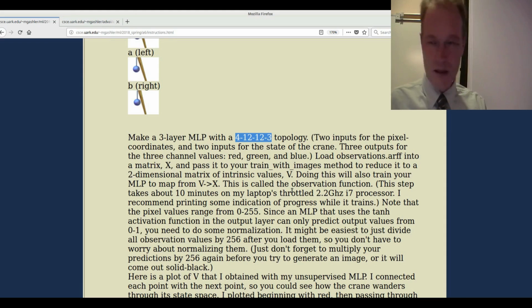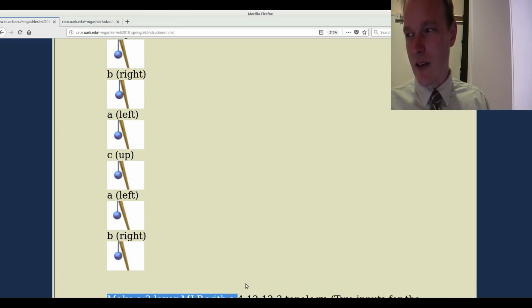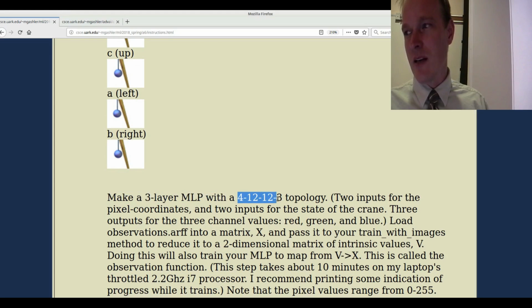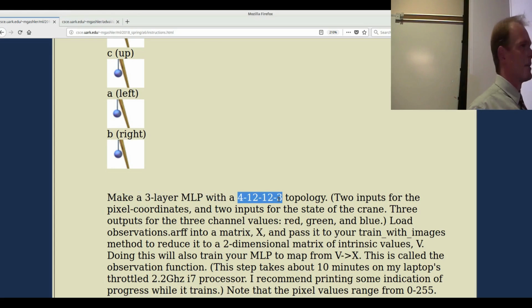All the layers are linear? No. This implies each layer is a linear layer followed by a nonlinearity of the same size. And I use tanh for all of my nonlinearities. So this is actually 4 to 12 linear, followed by a 12 tanh, followed by a 12 to 12 linear, followed by a 12 tanh, followed by a 12 to 3 linear, followed by 3 tanh units.